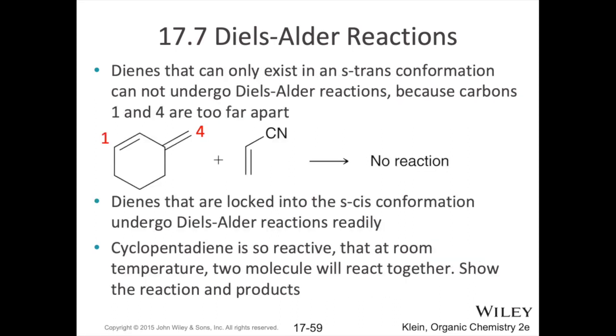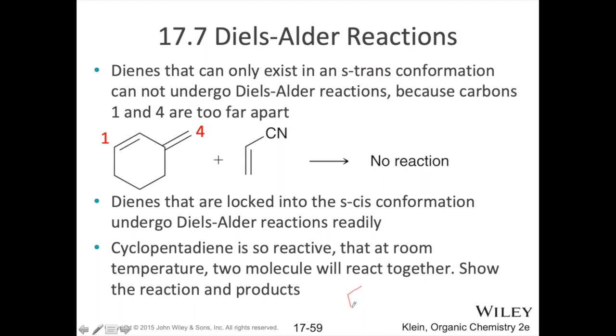Oh, by the way, when you have molecules that are locked into S-cis conformation, like cyclopentadiene, for example, they readily go through Diels-Alder. So much so that cyclopentadiene actually winds up reacting with itself. One molecule will act as a dienophile to the diene. So if you're having trouble seeing that, let's draw an example so you can see what I'm talking about.